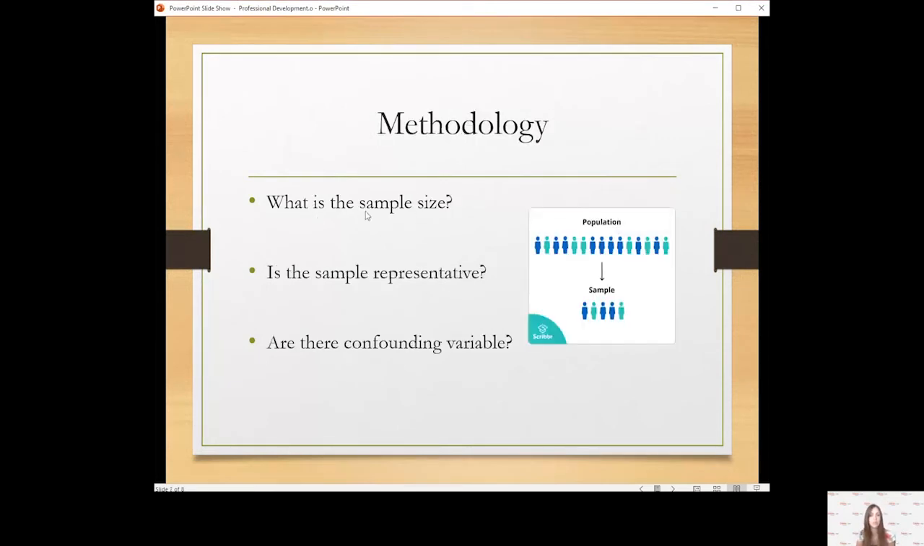I also like to examine the methodology section of the study. And I like to look at the sample size. Typically, the larger the sample size, the better. So for example, a sample size of 70,000 people would be better than a sample size of 10.